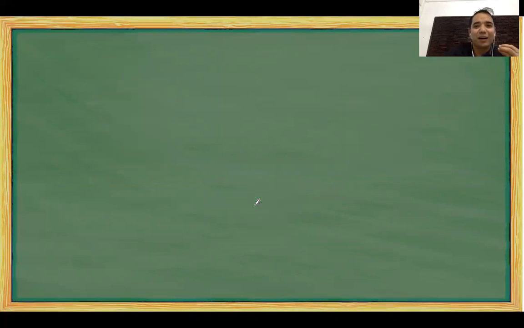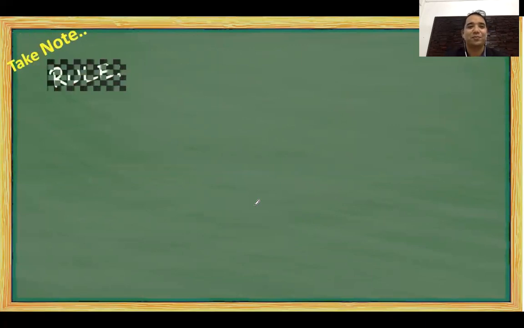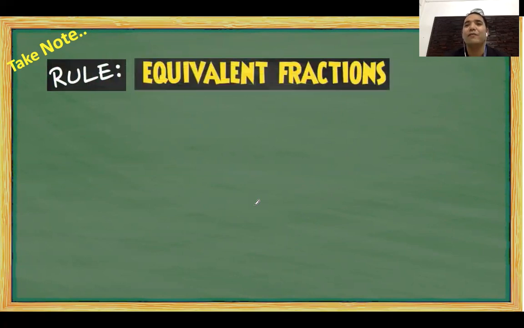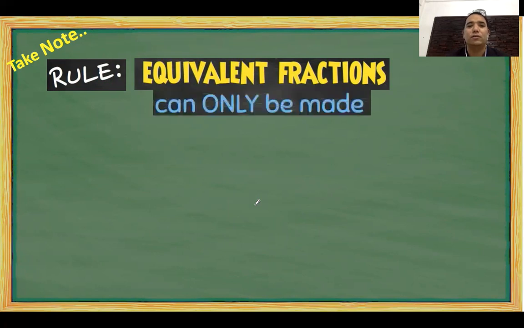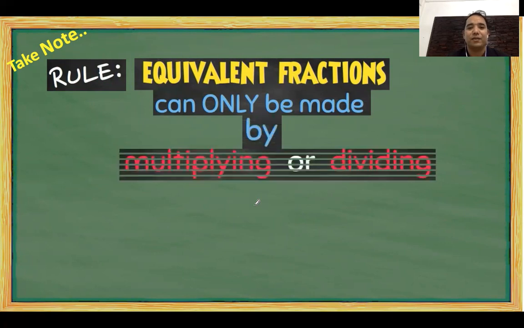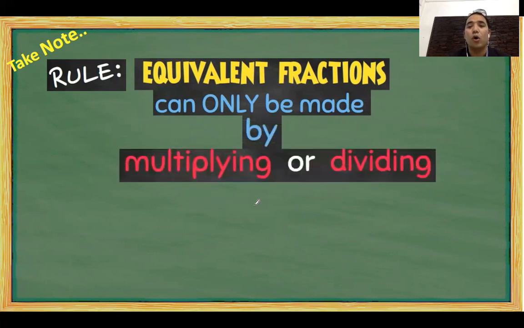So this one, don't forget, okay? Take note. The rule is that equivalent fractions can only be made by multiplying or dividing. Why is it multiplying and dividing? Because there is a relationship between multiplication and division.